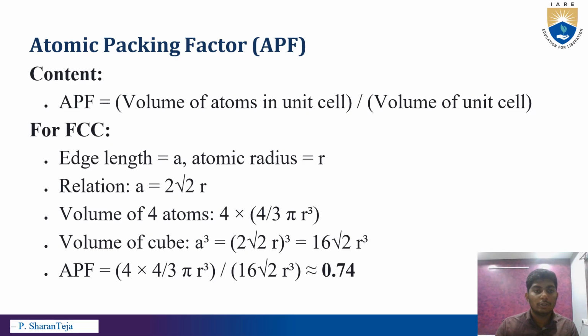So the edge length is equal to a and the atomic radius is equal to r. The relation between them is a equal to 2 root 2 r. Volume of 4 atoms is equal to 4 into 4 by 3 pi r cube. Volume of cube is equal to a cube, which is equal to (2 root 2 r) whole cube, which is equal to 16 root 2 r cube. So APF is equal to 4 into 4 by 3 pi r cube divided by 16 root 2 r cube, which is equal to 0.74.